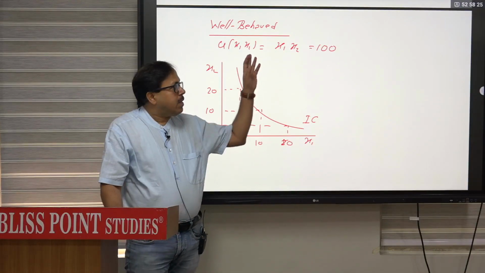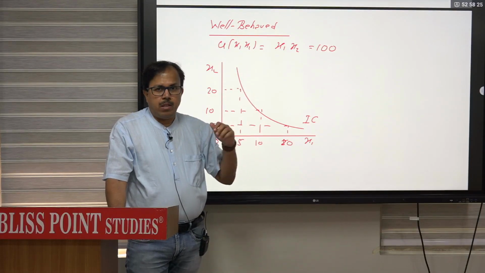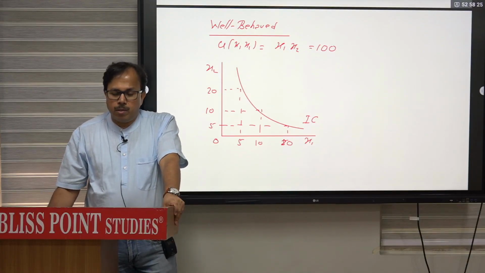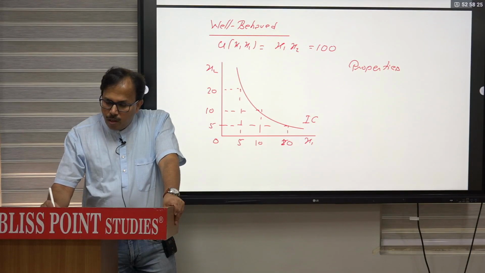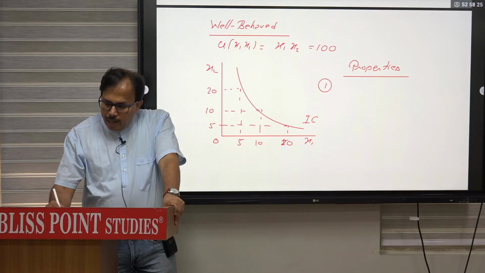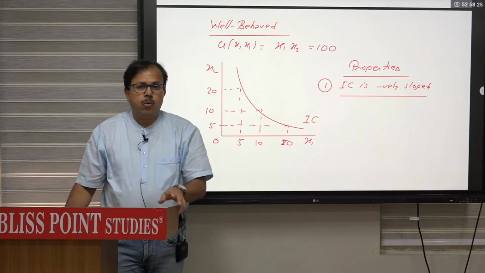So first is that if it is well behaved, then the shape will be negative slope and convex. So now we are going to explain why it is negatively sloped and why it is convex to origin. So what are the properties of this well behaved utility function? First property, that indifference curve is negatively sloped. Indifference curve is negatively sloped. It is negatively sloped. Now we have to give the reason why it is negatively sloped.